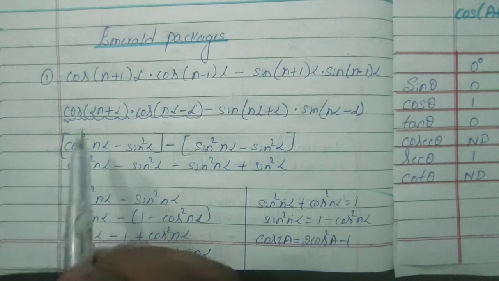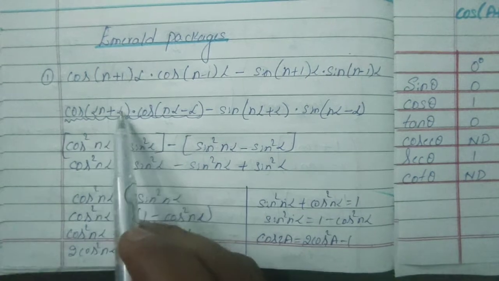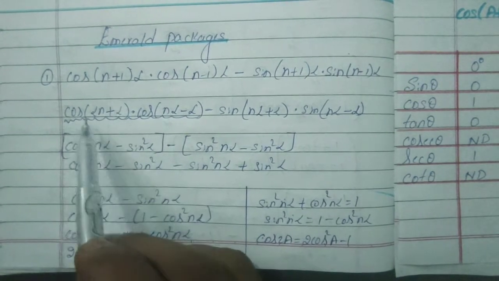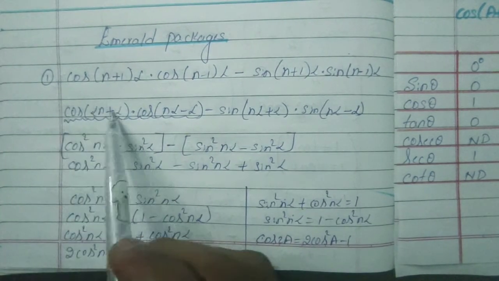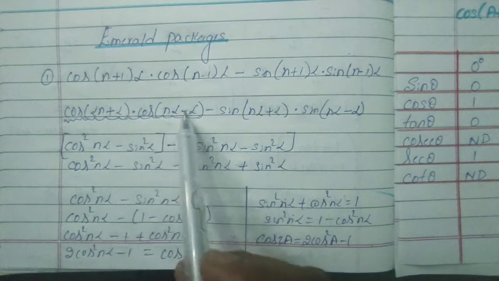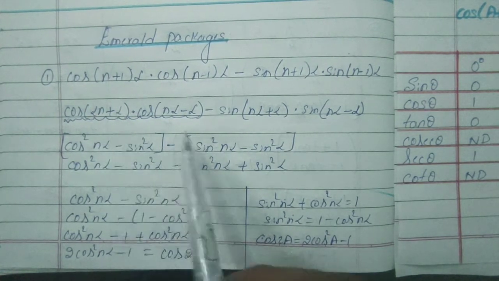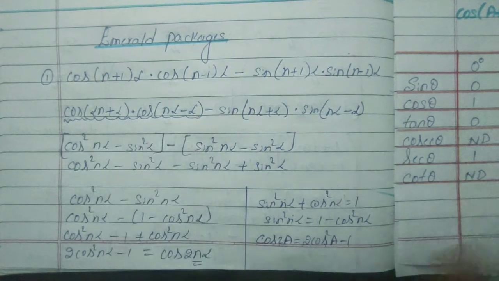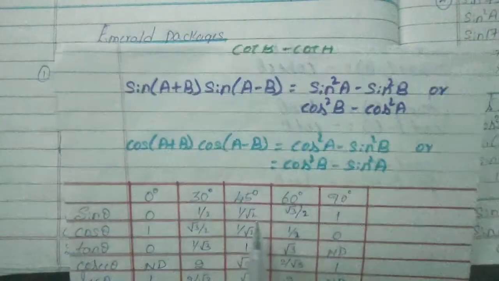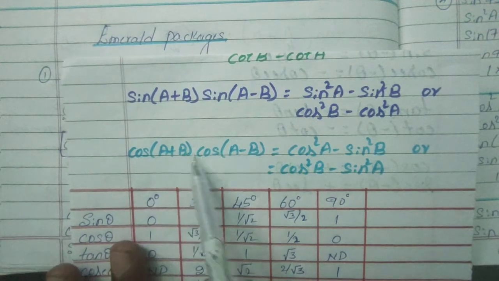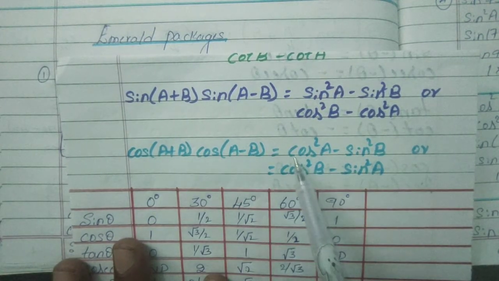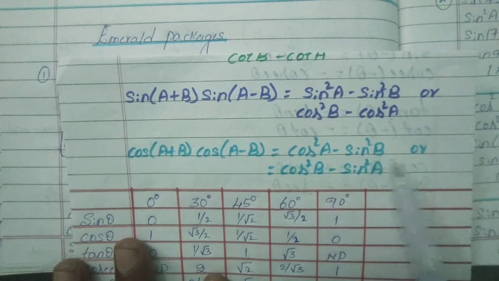See students, this is a, this is b. Cos(a+b) into cos(a−b), where a means n alpha, b means alpha. There is one formula. What is that? Cos(a+b) cos(a−b) equals cos square a minus sin square b.